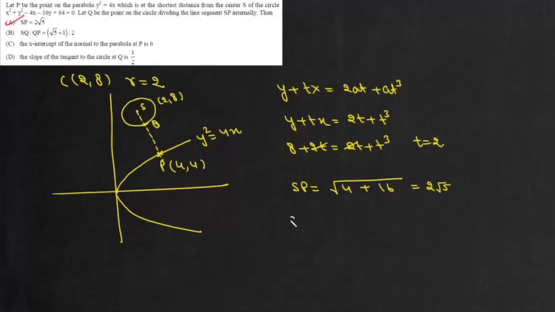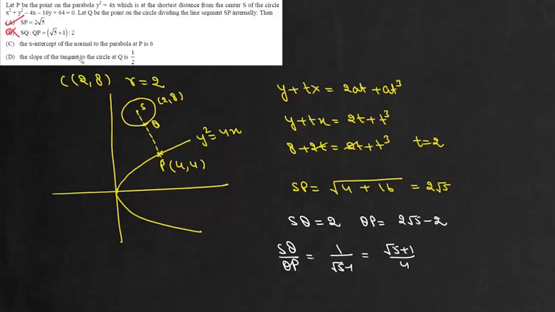Now the radius is 2. That means SQ is 2. Then QP will be SP minus SQ, so that is 2 root 5 minus 2. So this ratio SQ upon QP will be 1 upon (root 5 minus 1). If we rationalize it, we'll get (root 5 plus 1) by 4. That means this option B is incorrect.